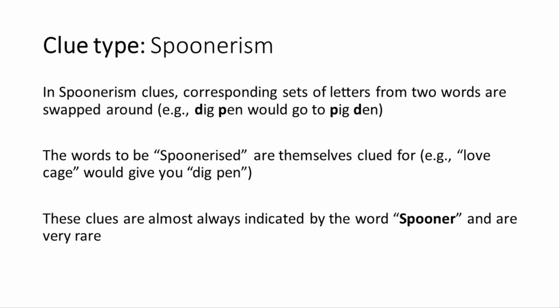These clues are very easy to spot because they're always indicated by the word Spooner. However, they're very rare. I think in my years of solving, I've seen maybe a handful of them. I've probably seen the word Spooner used more as a distraction technique, where, for example, you're meant to take the first letter rather than do a spoonerism, than as a spoonerism itself.